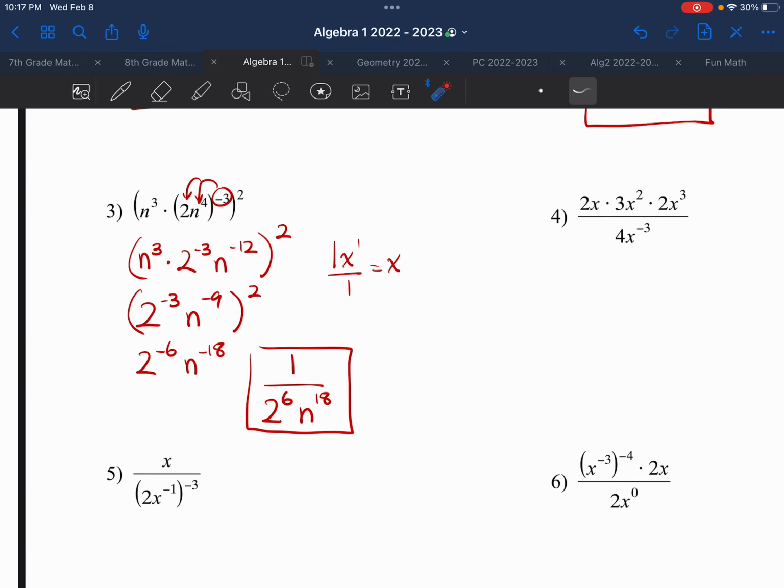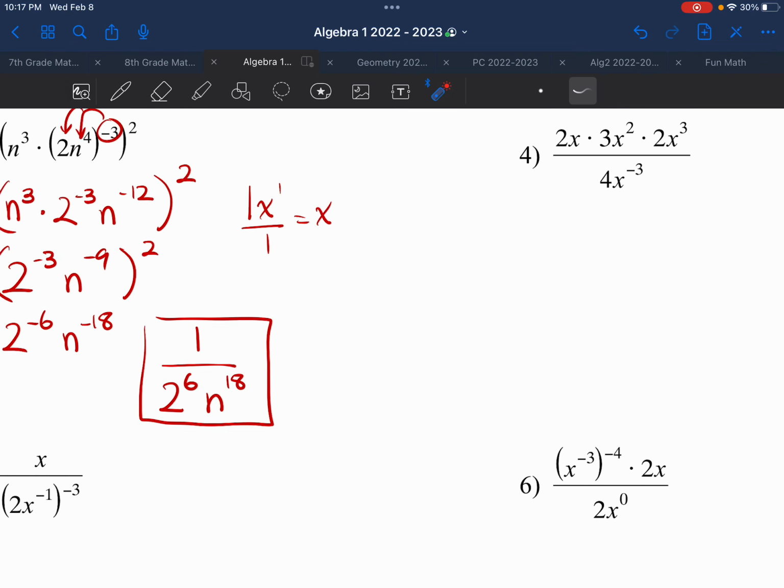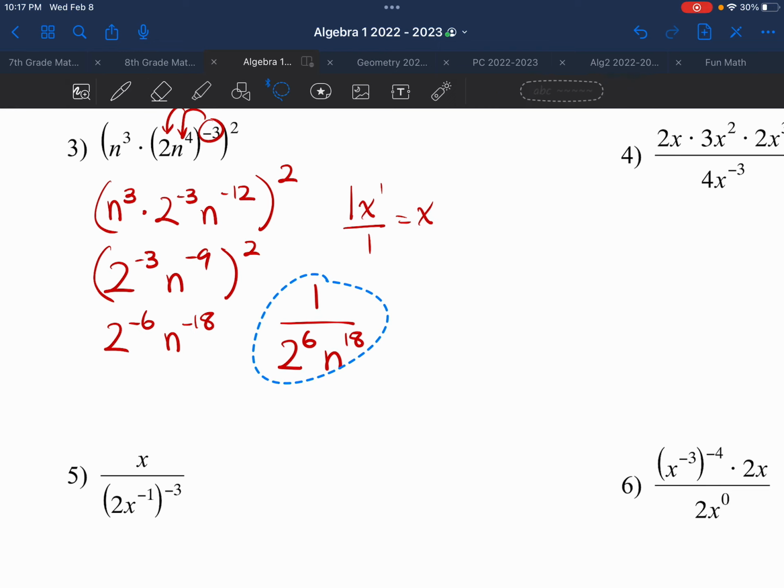Oh, do we check our answer? 1 over 2 to the power of 6 and the power of 18. Wait a second. Usually 2 to the power of 6, we expand a little bit. I'm going to go ahead and say that's not quite our final answer. Let me erase my box here and move this up. I want to move you right there and just do my equal sign and have my final equal sign down here.